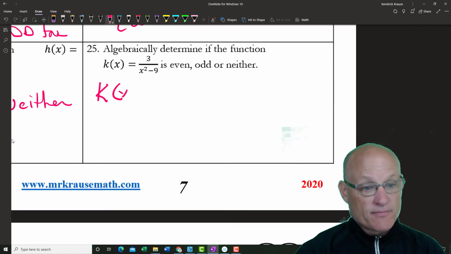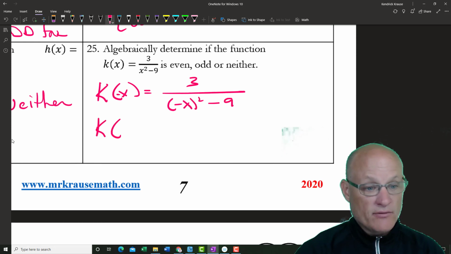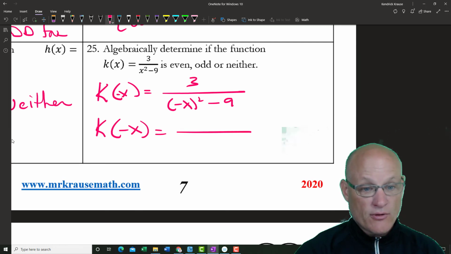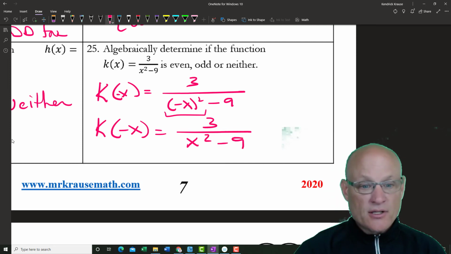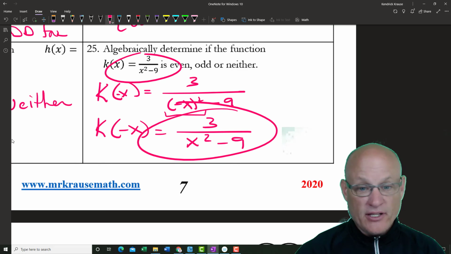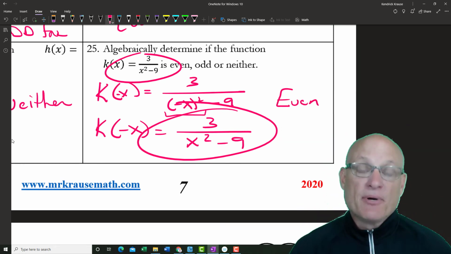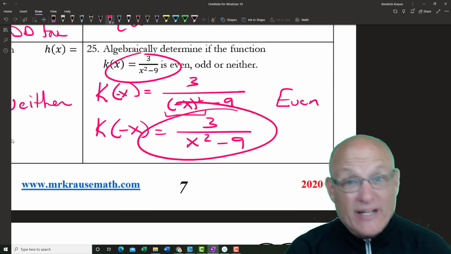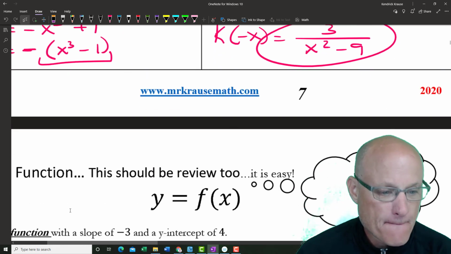So k of negative x equals 3 over negative x squared minus 9. So k of negative x is equal to 3 over, this is just positive, x squared minus 9. So since this is the original, it's even. So you can use your calculator to help you, but you're also going to have to do it algebraically. And I'll give you some practice for those in the homework.